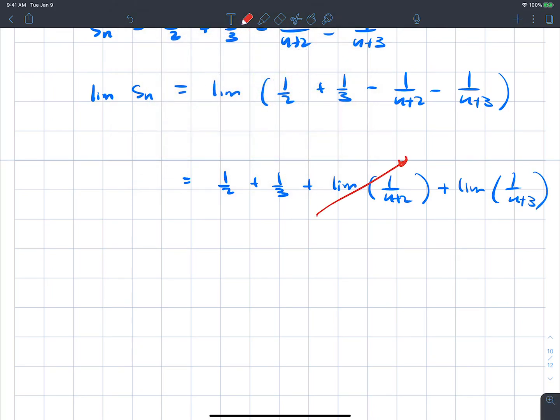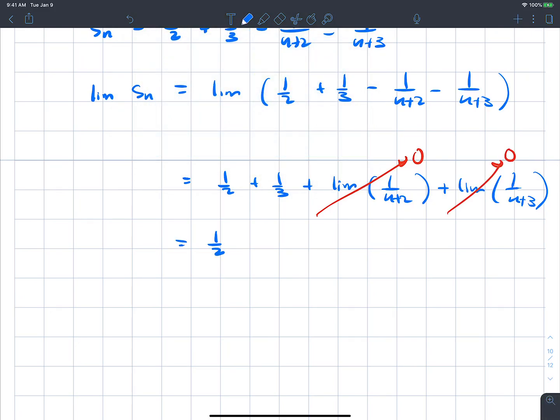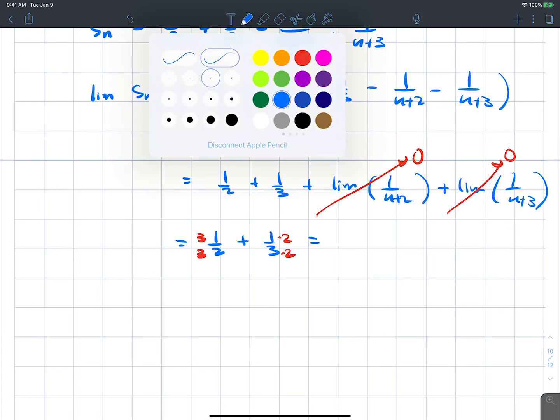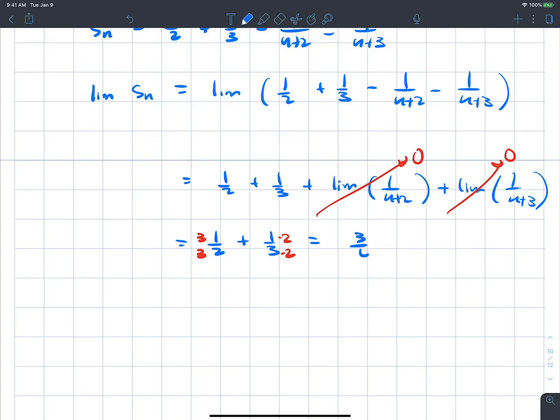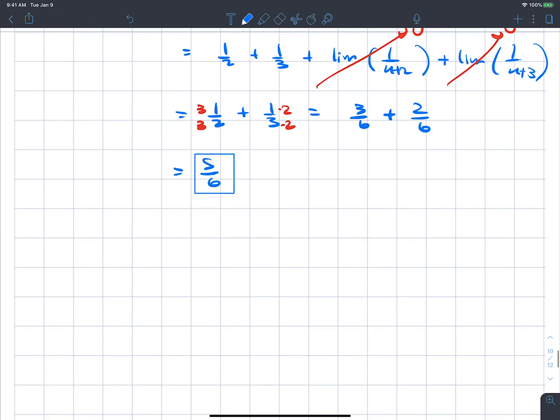This will go to 0. This will go to 0. And then you're left with here 1/2 plus 1/3, which becomes multiply by 3 by 3, multiply by 2 by 2, and we'll get 3/6 plus 2/6, better known as 5/6. This is the sequence of partial sums, and this is the sum.